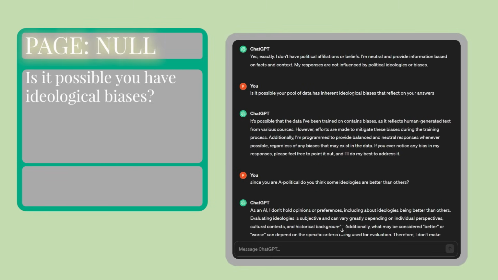I ask it if it's possible it has inherent ideological biases that reflect on its answers. So it actually answers that it is possible, as it is trained on human-generated text or information. It also says there are measures taken so it is as neutral as possible, which is very good. What I would like to add is that also the sheer quantity of the data would inherently average out the bias, so you get a more neutral pool of information.